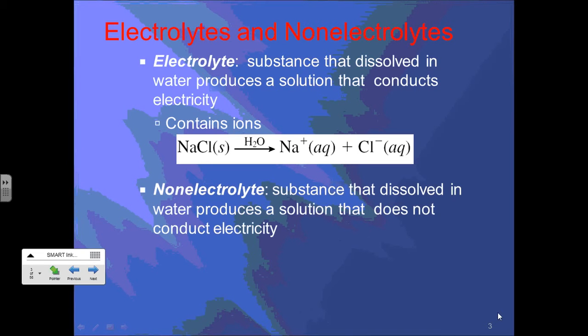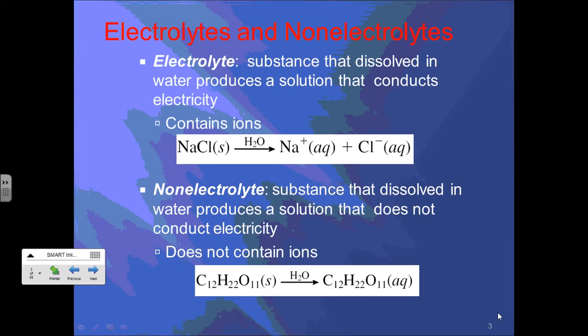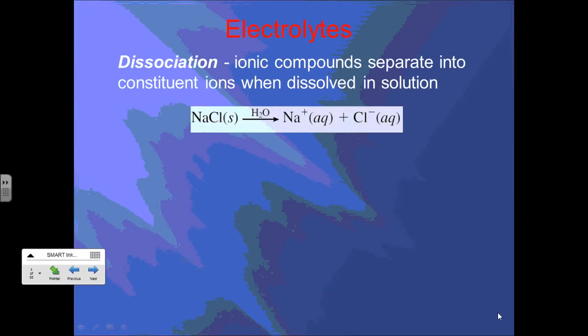Now, a non-electrolyte is a substance that dissolves in water and produces a solution that does not conduct electricity. A notable example can be seen when you put sugar in water, and that's because these do not contain any ions whatsoever. So now you have a distinction of understanding the difference between electrolytes and non-electrolytes.